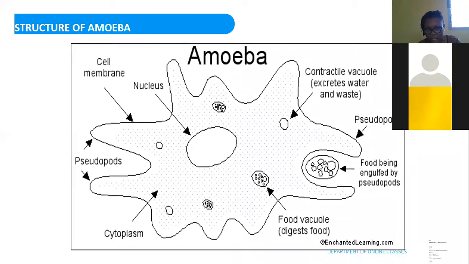Is it clear? You said the endoplasm contains plasmagel and the second one, I didn't get it. Plasmasol, P-L-A-S-M-A-S-O-L. The outer layer of the endoplasm is called plasmagel, and the innermost layer of the endoplasm is called plasmasol. So these are the two layers of the endoplasm. Is it clear? Thank you. You're welcome. Any other question before we continue?